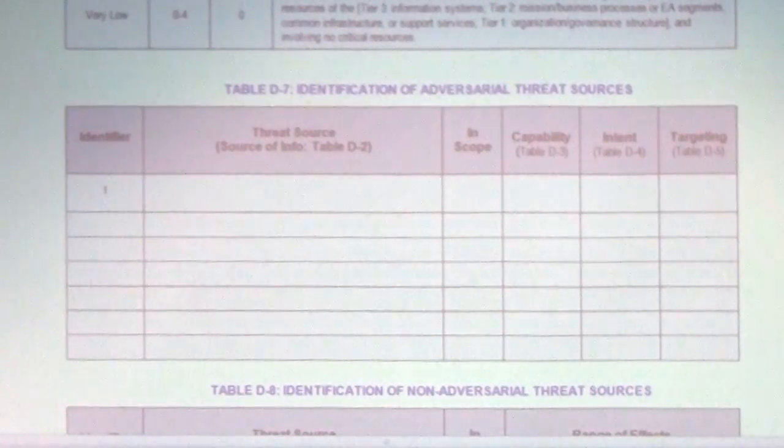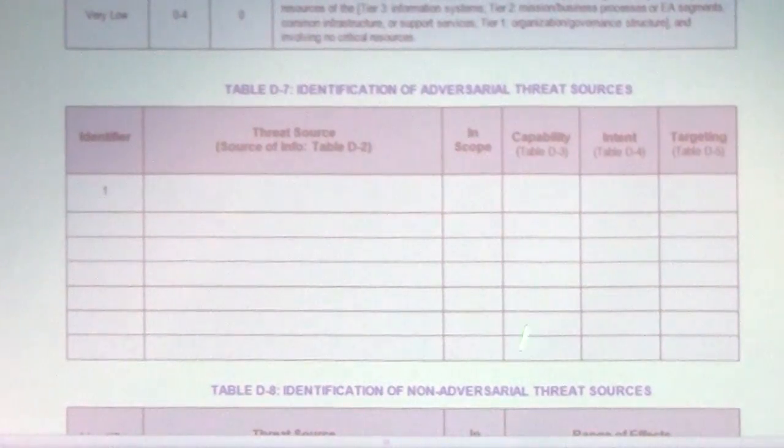And as always, you don't have to use these tables. You can modify them. You can add columns. You can remove columns. You can do whatever you want. This is just a starting point to help guide you through the process, so you can make any kind of modifications that you need.